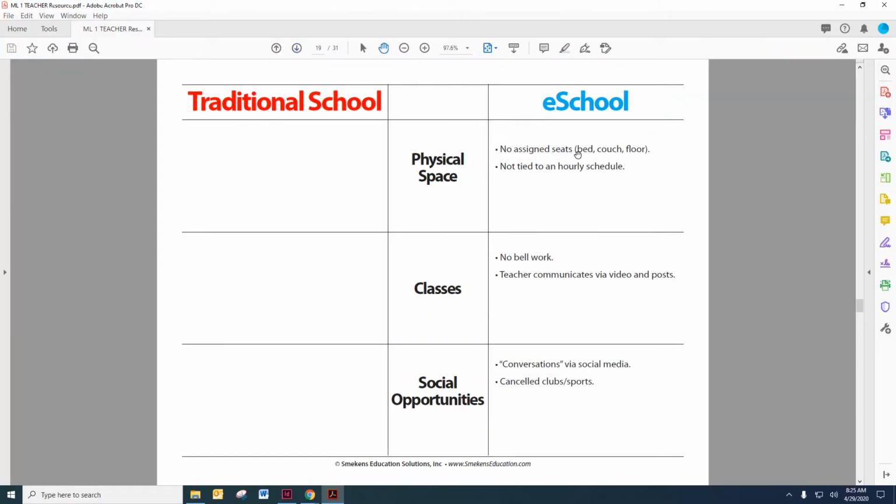You don't have assigned seats. Shoot, you're sitting on the bed, you're on the floor, you're on the couch. You definitely don't have bells ringing every hour. You don't have bell work, potentially, because you don't have a bell ringing. The teacher is still communicating, but now via video or email or posting things on Canvas or Blackboard or whatever you're doing. Socially, how does that work? You're still having conversations. It's just social media. It's Instagram and it's videos you're sending to each other. It's texts, it's FaceTiming. And your sports and clubs have all been canceled.